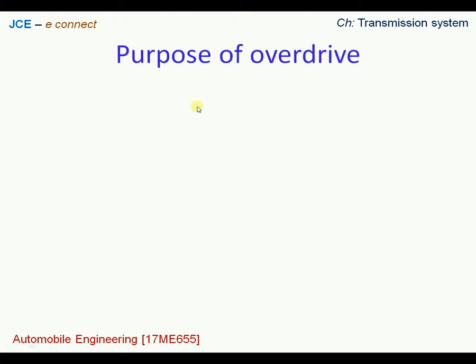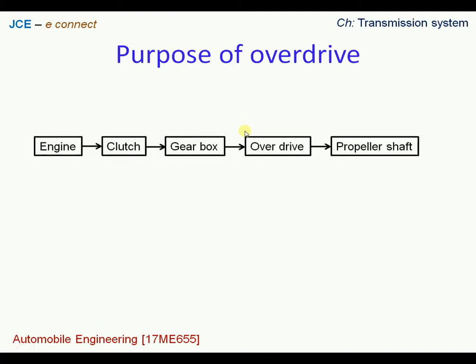Before we look at the purpose of overdrive, let us first look at the transmission system of a vehicle. So here we have a transmission system. Right at the front we have the engine, followed by a clutch, then we have a gearbox, then we have overdrive, after that we have the propeller shaft, and then we have the differential, and then the wheels at the rear end of the vehicle. Among these components of a transmission system, we see that overdrive is connected in between the gearbox and the propeller shaft. So now we are clear about where exactly this device is fitting in the transmission system.